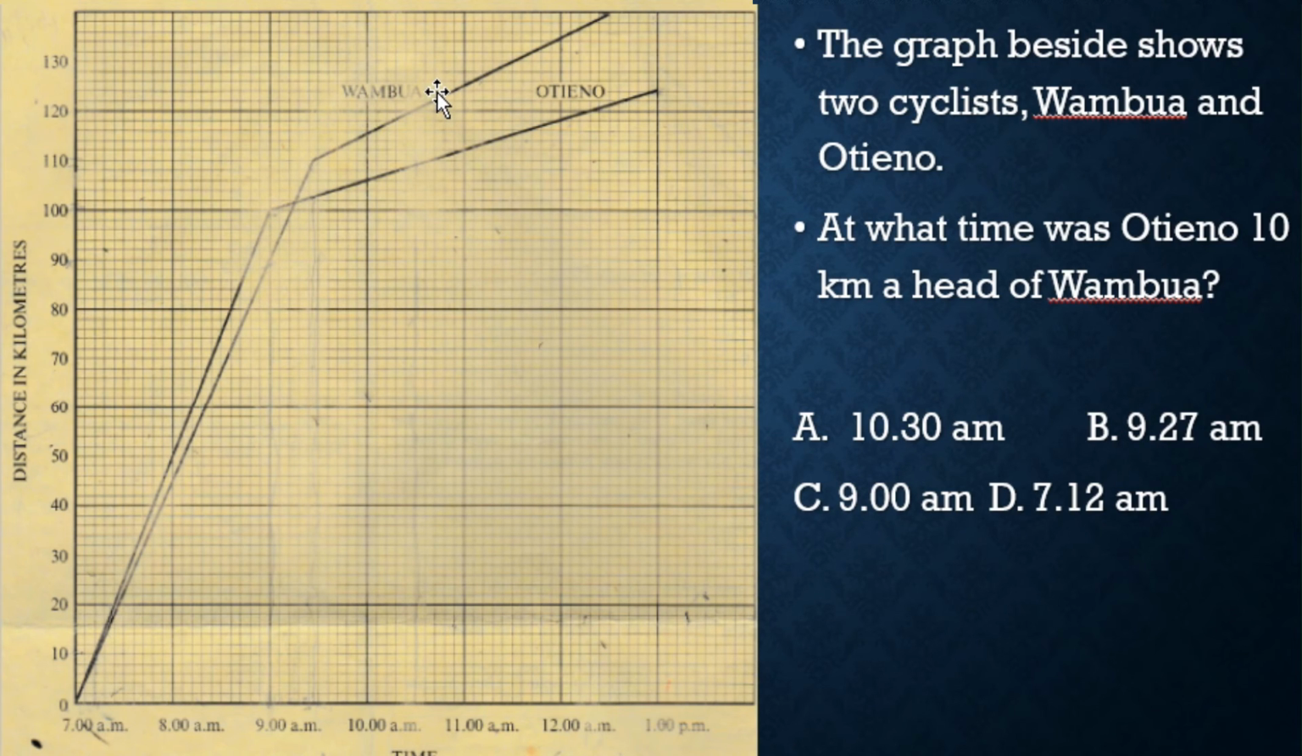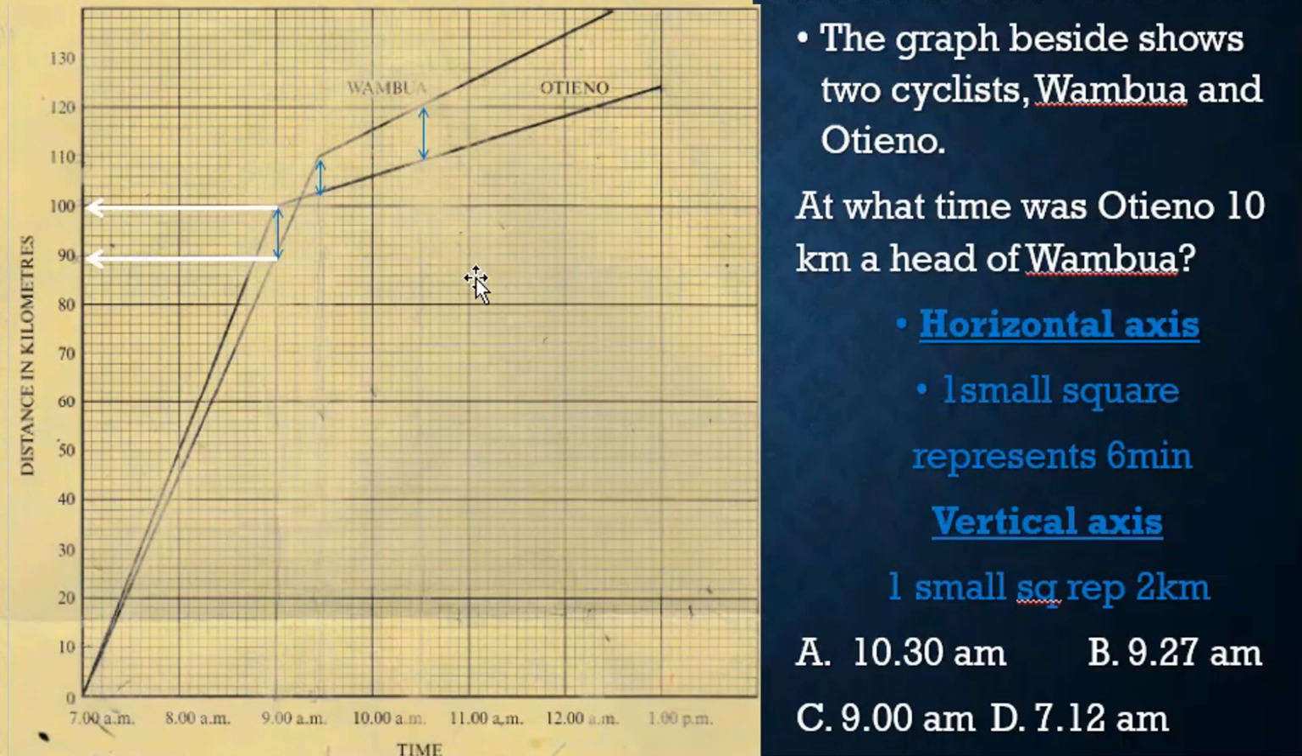And the question is, at what time was Otieno 10 kilometers ahead of Wambua? So on the next page, I want to explain this very well. Now, welcome back for me to explain to you the last question on these graphs. I've said this is one of the questions which was failed most when it was tested in KCPE, because simply candidates did not understand it. So I read the whole question again.